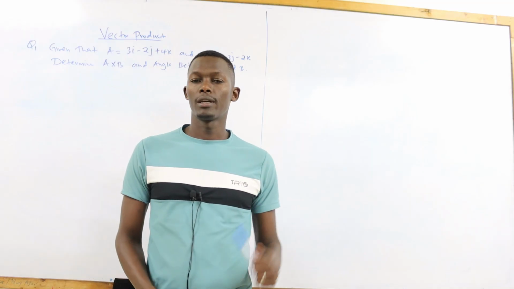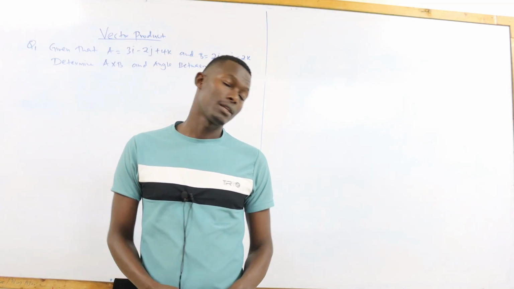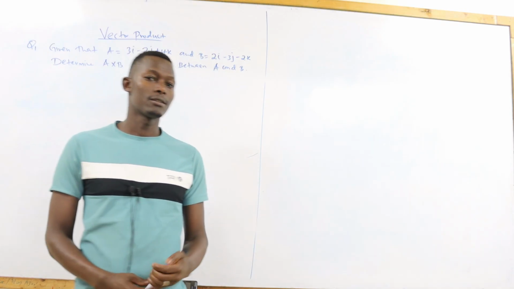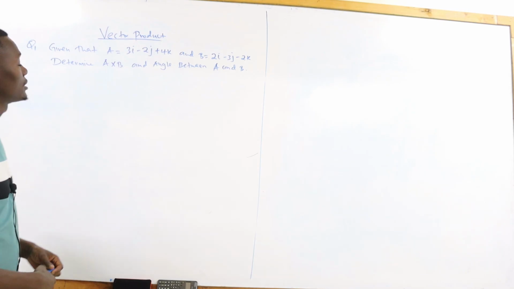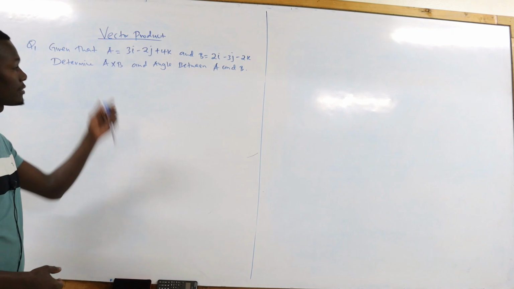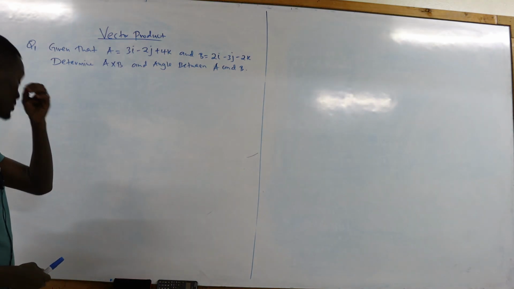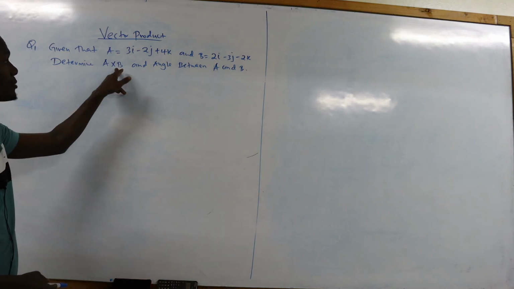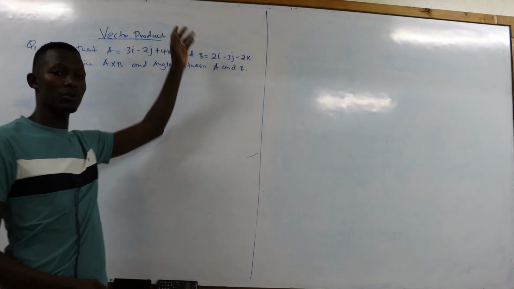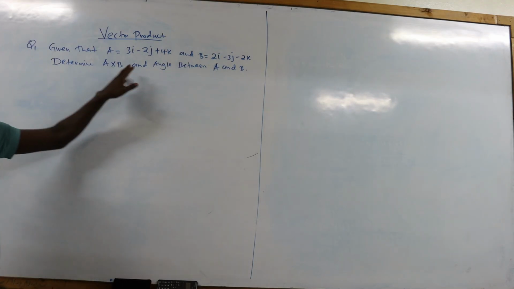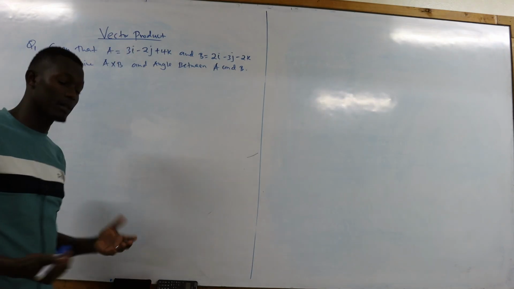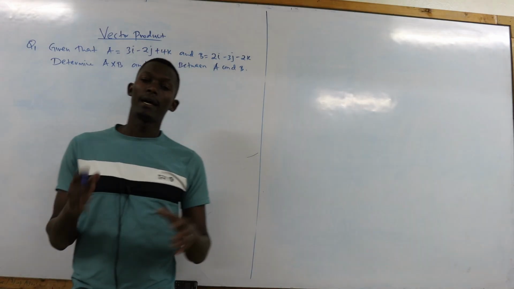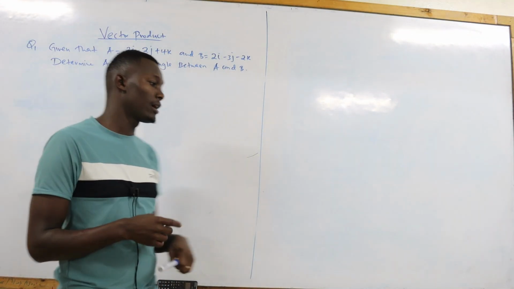Today we're going to be checking vector product, from the topic of vector analysis. We have a very simple question. Given that A is a vector and B is a vector also, we determine A cross B and the angle between A and B. That one is what we call the cross product, which I also call the vector product. Remember, there's a difference between dot product and cross product in vectors.